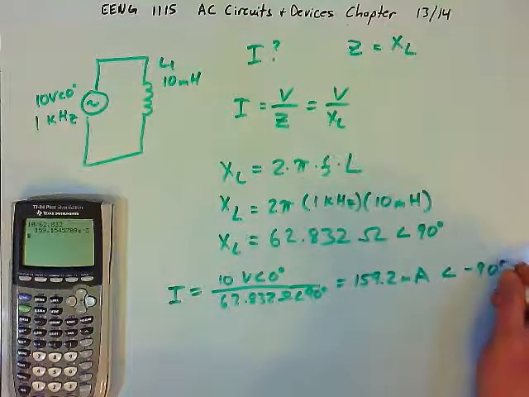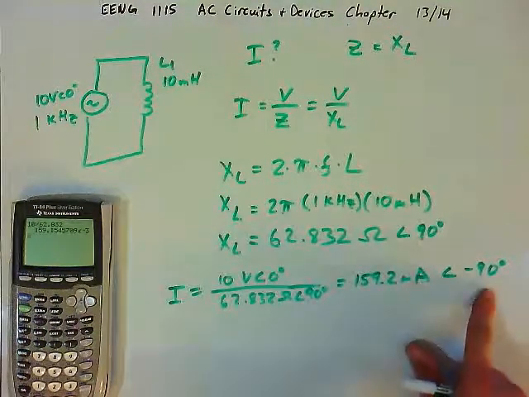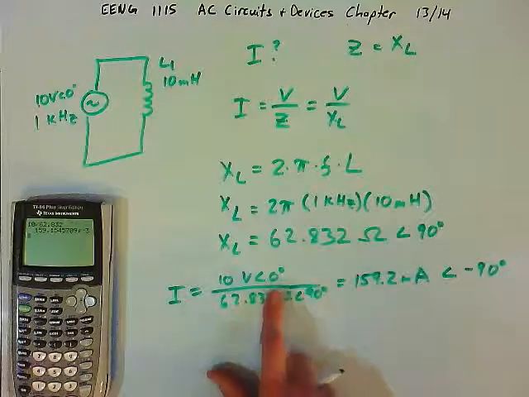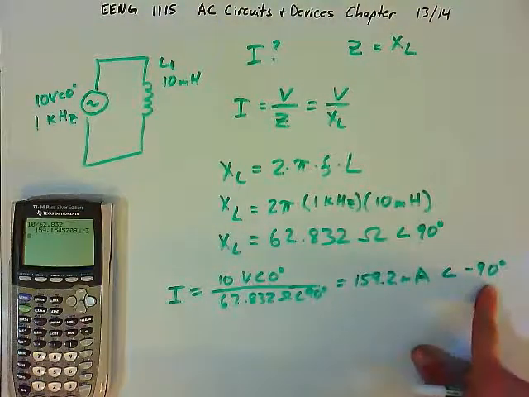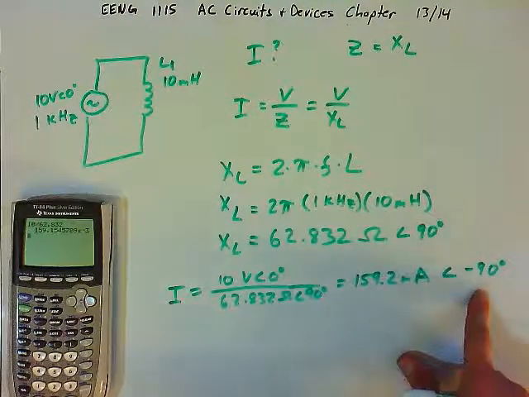90 degrees. And if you remember, in an inductive circuit, we said that the current will always trail the voltage by 90 degrees. The voltage is just a reference, right? The voltage is always considered to be at 0 degrees. We're saying that the current is going to be 90 degrees behind that 0 degrees, right? So it's 90 degrees behind.